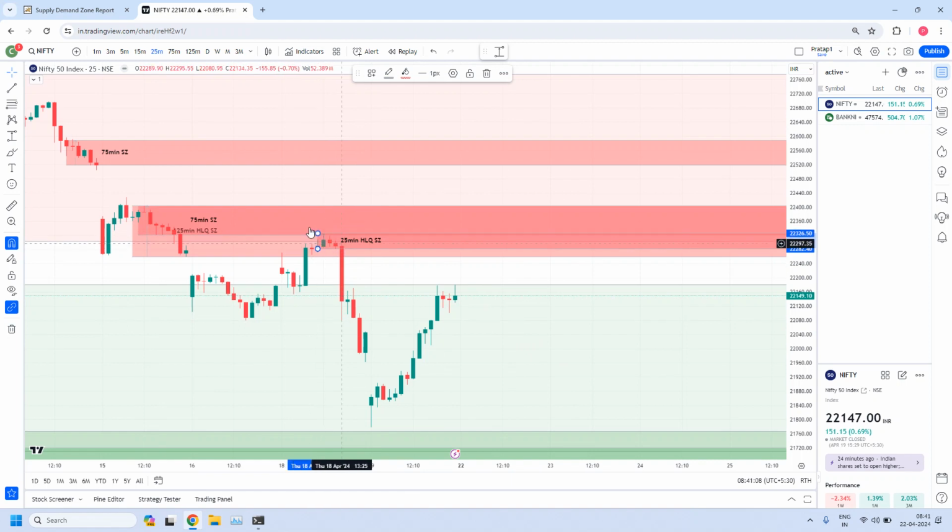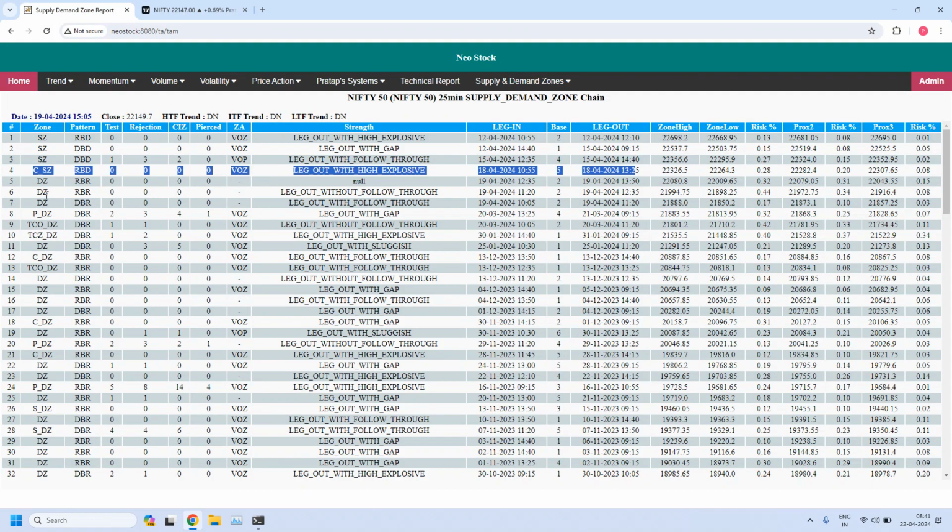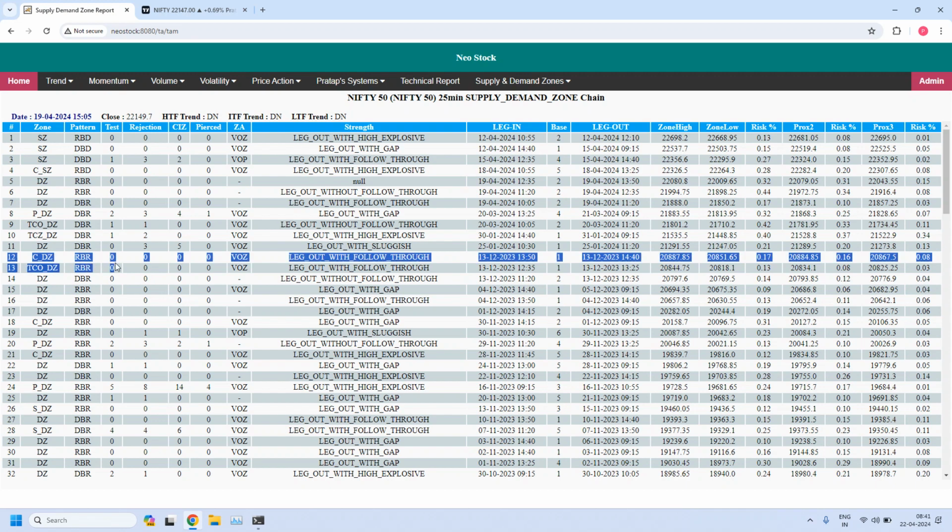And also this is a 75 also, the LOTL. But this is the main source, 75 minute supply zone. And this is the origin, main origin. And the demand zones, we have no high liquidity demand zones. So only the high liquidity one. Earlier we have 2 low priority.